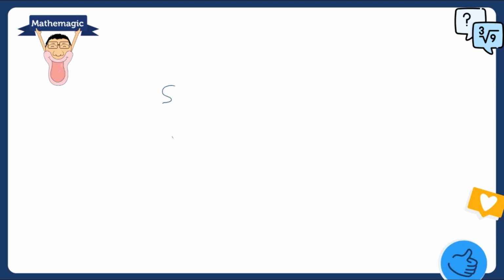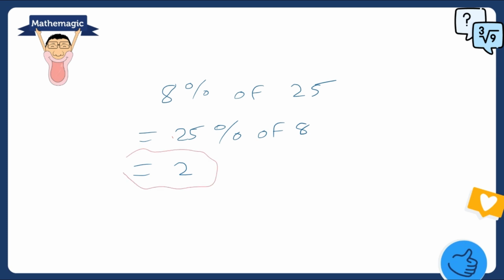So we could look at it in an operation like 8% of, for example, 25, and say that that's the same as 25% of 8, and 25% of 8 is 1/4 of 8, which is 2, and that's so much easier than doing 8% of 25. So this is a good place to stop for this rule.